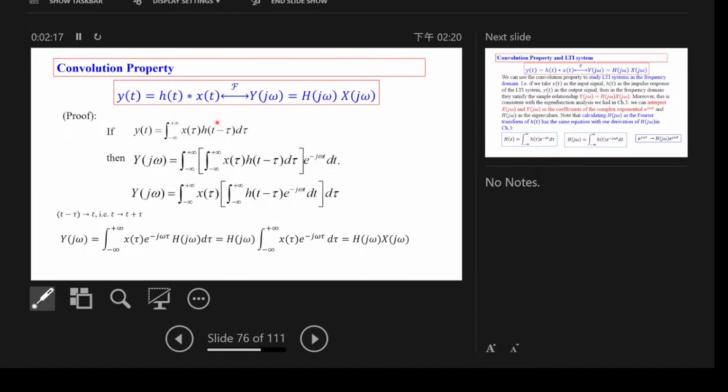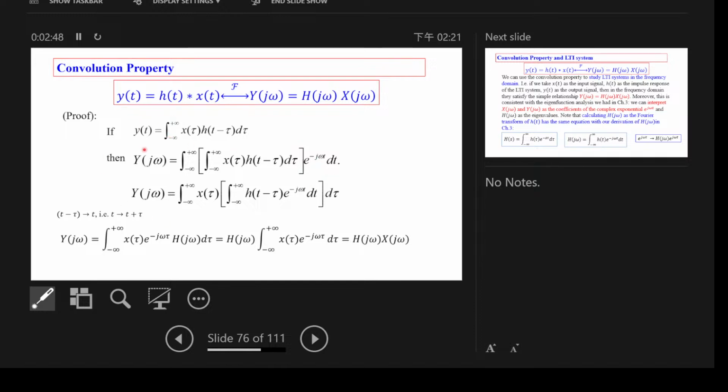It says that if you have a convolution of two signals, so if your y of t is a convolution of two signals h of t and x of t, then you do the Fourier transform on y. The Fourier transform of y, big Y of j omega, will be the multiplication of the Fourier transform of h and the Fourier transform of x. So the property itself is just this: you have a convolution in the time domain, and you get multiplication in the frequency domain. And the derivation is also pretty straightforward.